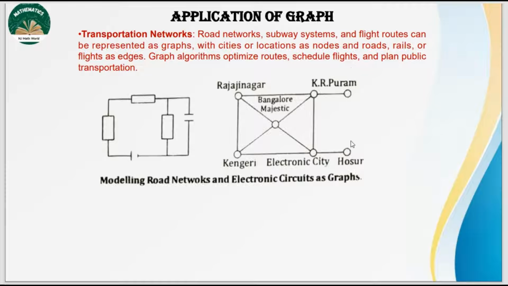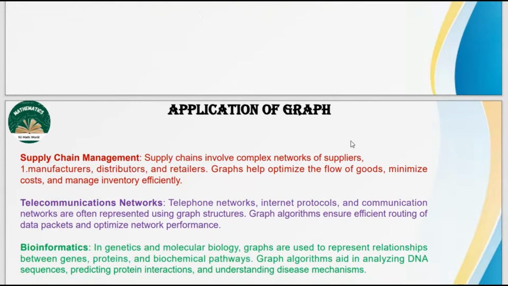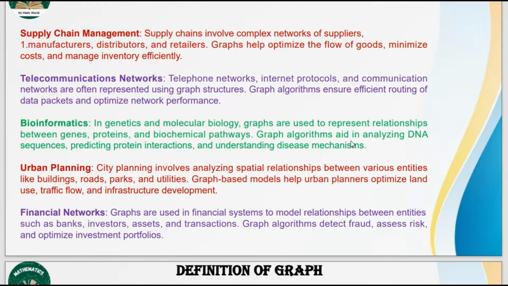Application of graph, we have different types of applications in that. Another one is transportation networks. Here the connectivity of the nodes, that is road networks, subway systems and flight routes, can also be represented as graphs with the cities or locations as nodes and roads, rails or flights as edges. So graph algorithms optimize routes, schedule flights and plan public transportation. All the connectivity of landway, airway and waterway can be easily analyzed by using graph theory.